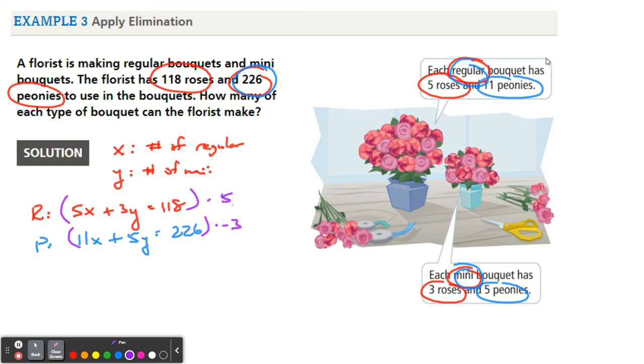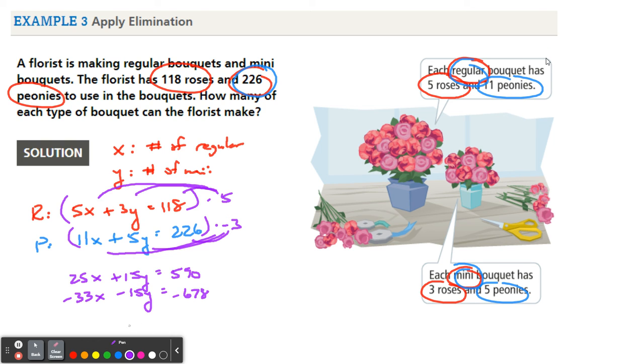So now we're going to distribute to both equations to get 2 brand new equations. So watch. The 5 goes here, here, and here. That becomes 25x plus 15y. And then 118 times 5, use a calculator, that's 590. We'll do the same thing to the bottom. Negative 3 to all 3 terms. That's going to be negative 33x minus 15y. And again, use a calculator. That's negative 678. And now notice your y's: plus 15, minus 15. That was the point.